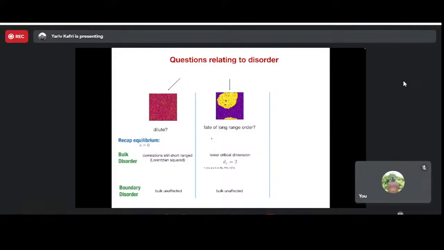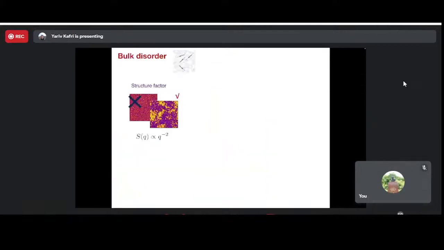So in the time that I have remaining, I'm going to show you this is very, very different for active systems. For bulk disorder, I'm going to show, first of all, that the structure factor becomes scale-free even in the dilute phase.